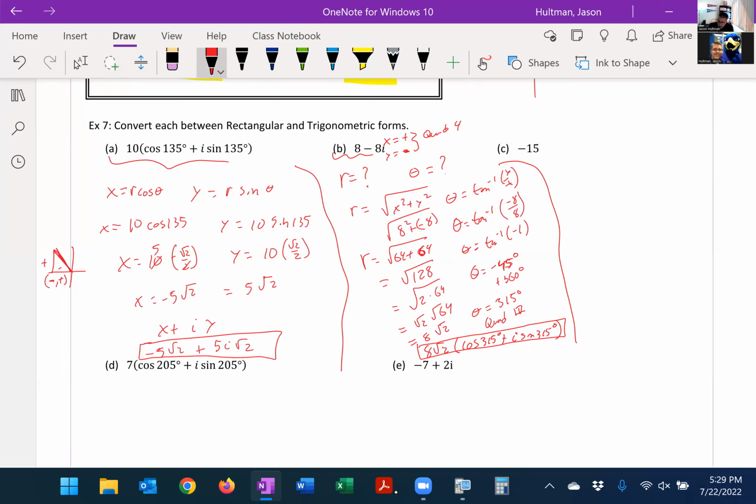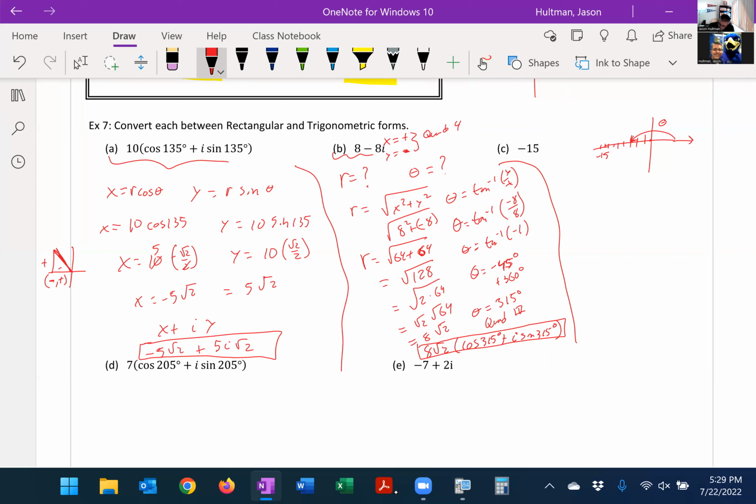Okay, so that is trigonometric form. Negative 15. Negative 15 is just a real value, so there is no imaginary component here. If I were to look at a graph of negative 15, where is negative 15 located? Well, it's way over here on the x-axis. So what angle is that from the positive x-axis? Well, that's 180 degrees. So theta here is 180 degrees.